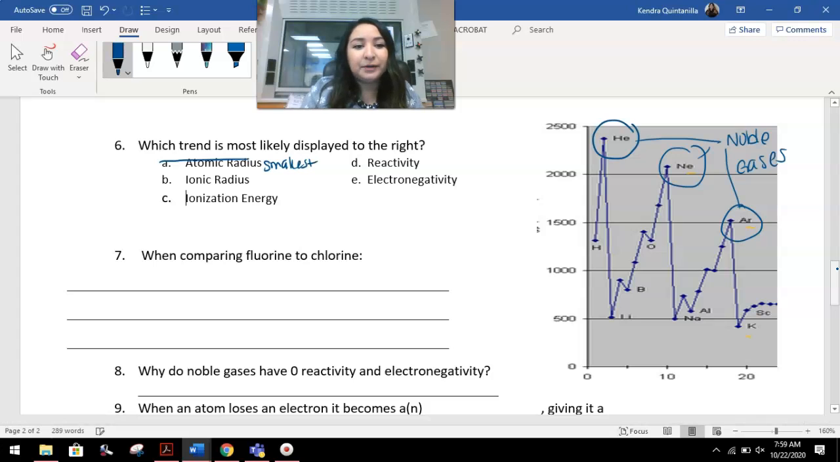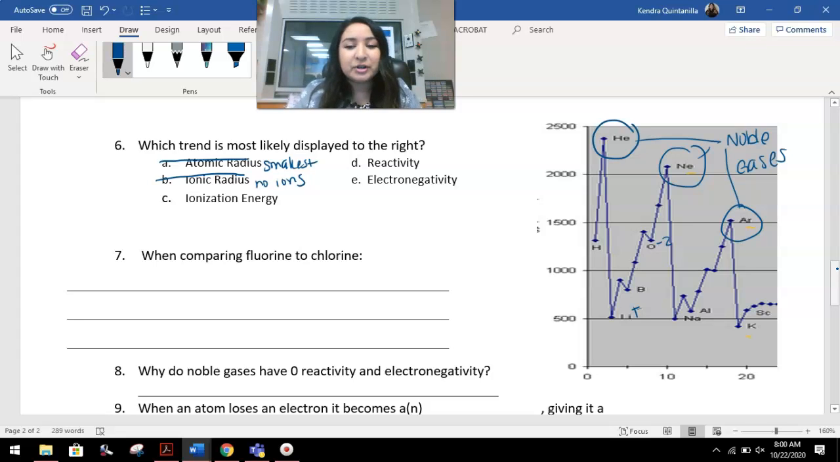Okay, what about ionic radius? Ionic radiuses are the size of ions. Are any of these ions? Ions are when they have a plus or minus charge, like if lithium down here had a plus charge, or oxygen had a -2 charge. Yeah, none of these are ions. So B is out because there are no ions.